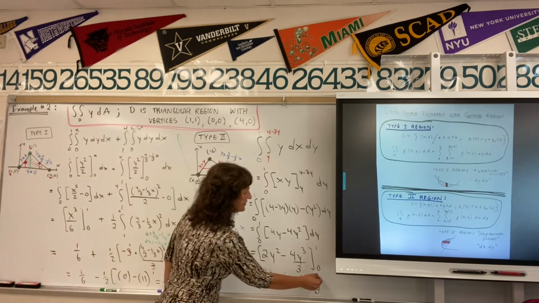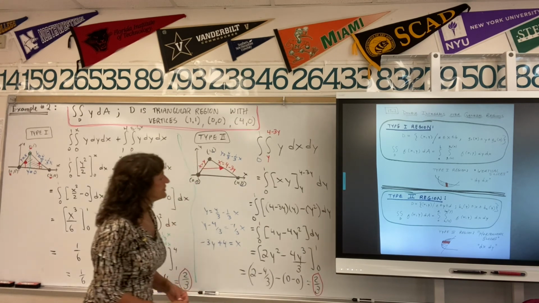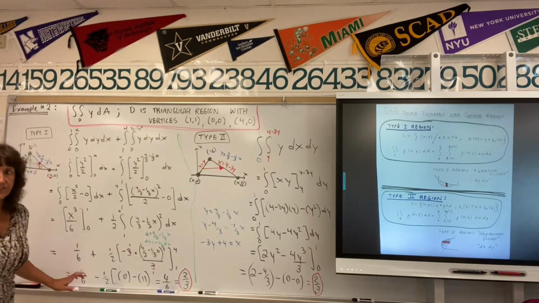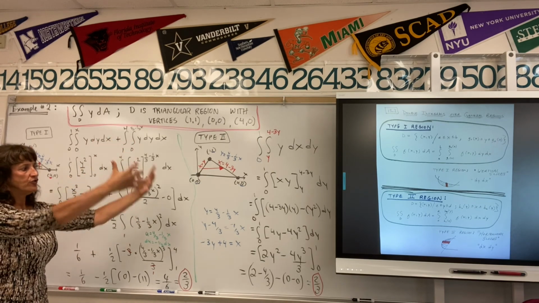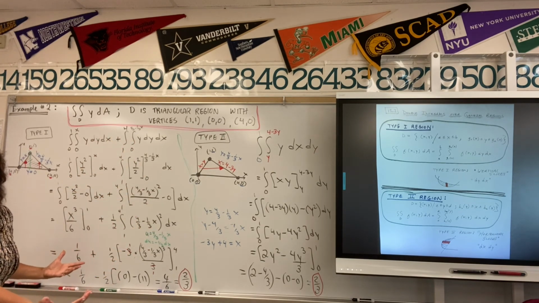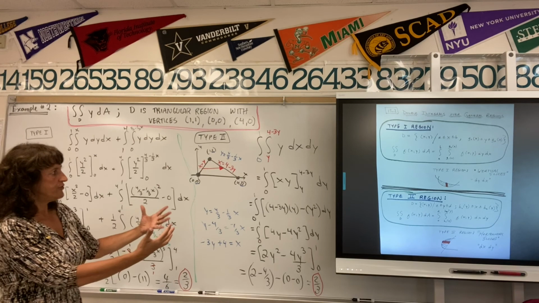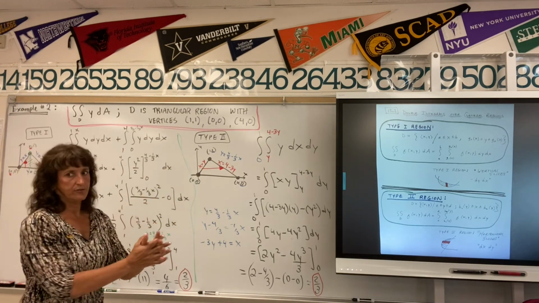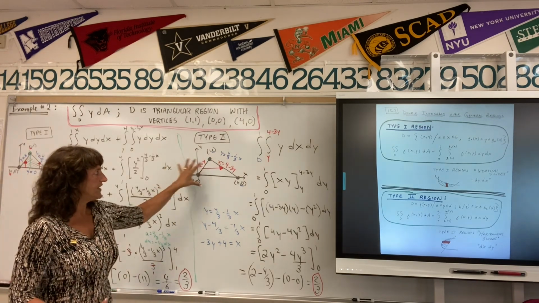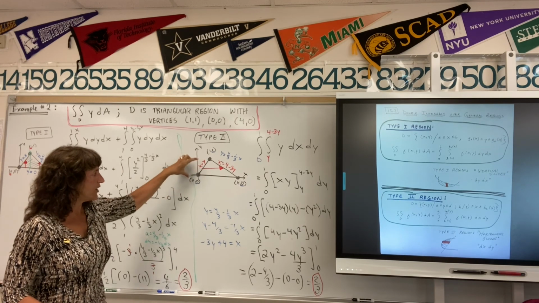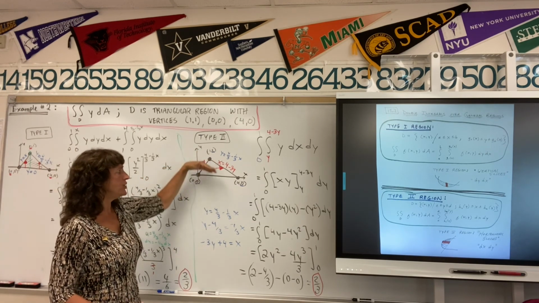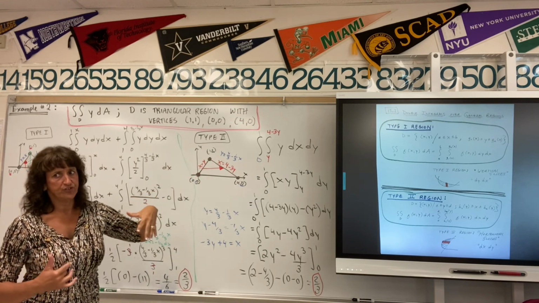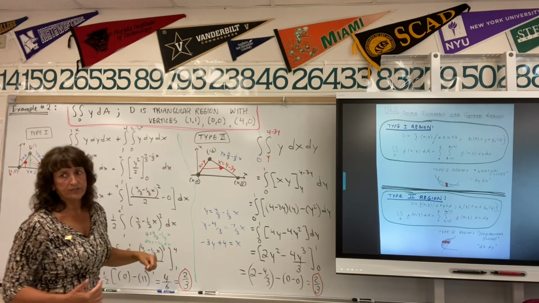In this example, I think you can pretty clearly see that type 2 would be your easier solution. They both work, but type 2 is easier because you only had to set up one set of double integrals. You're just going across the region from this line segment to this line segment, no matter where you decide to place your horizontal slice.